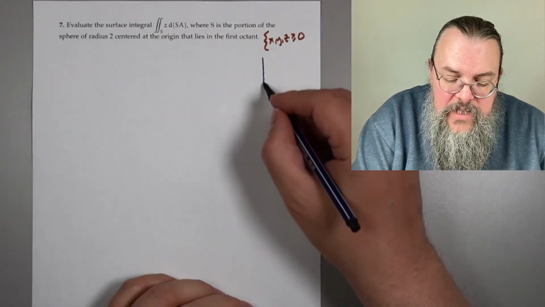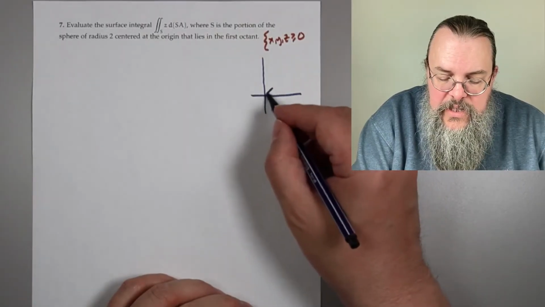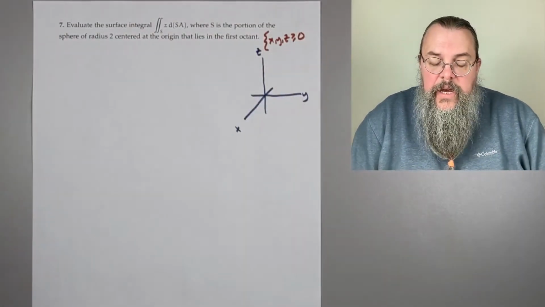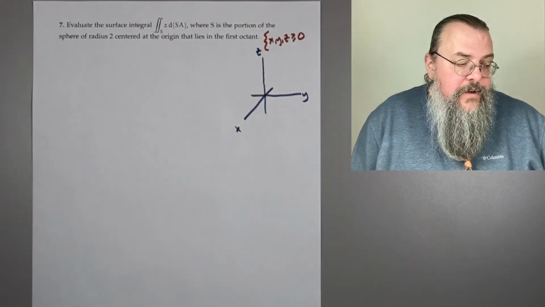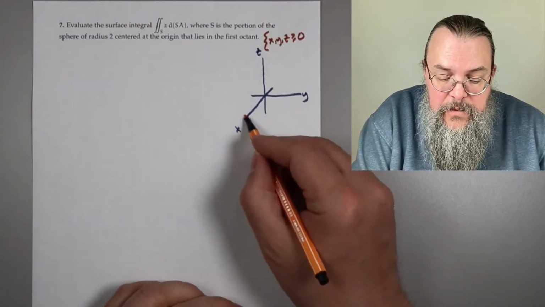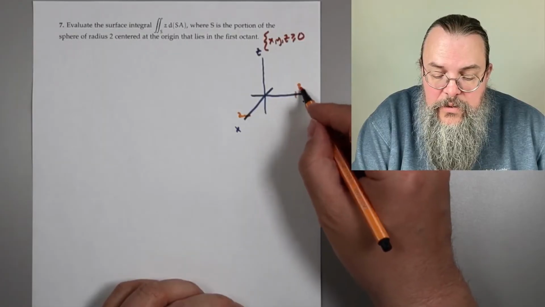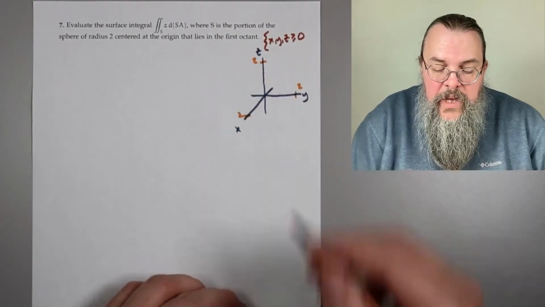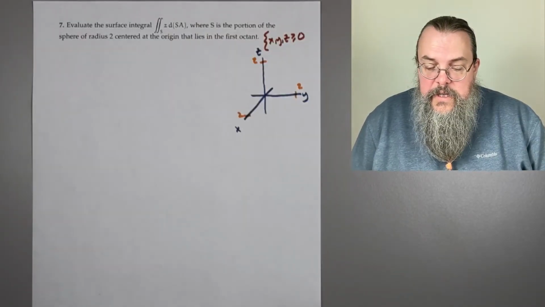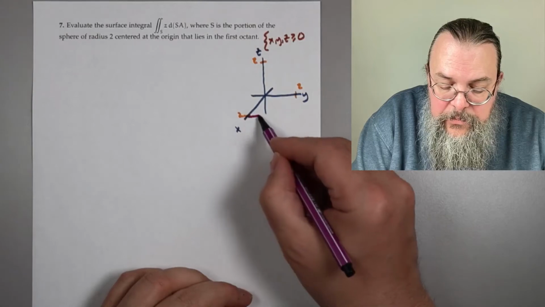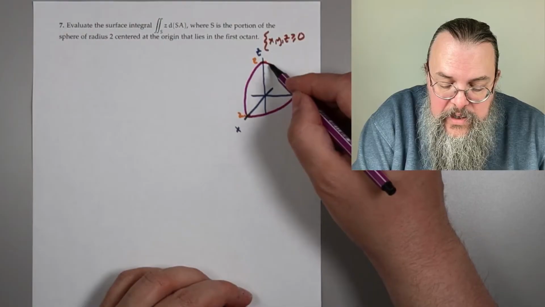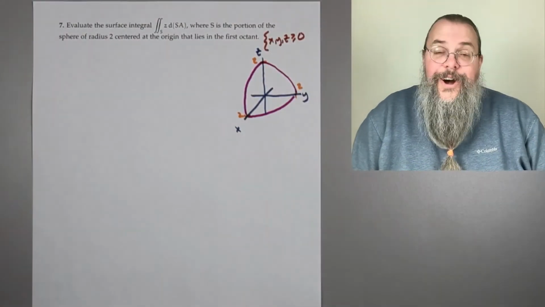So we'll do a quick sketch here. We have our x, y, and z. And now what we have is our sphere of radius 2. So we're going to go out 2 in our various directions here. So here we have 2, and here we have 2, and here we have 2. We'll draw. All right. So we have this nice little piece here. So there's our sphere.